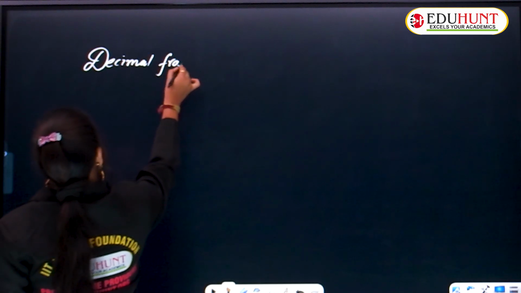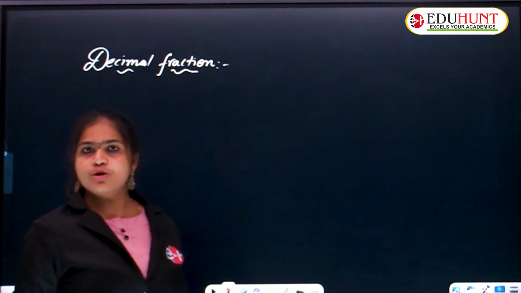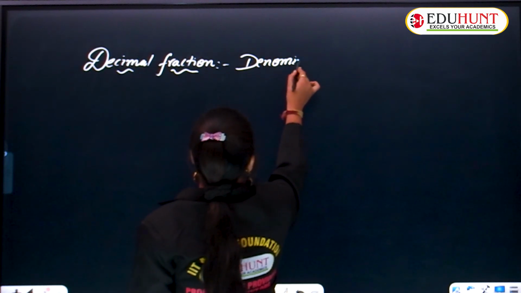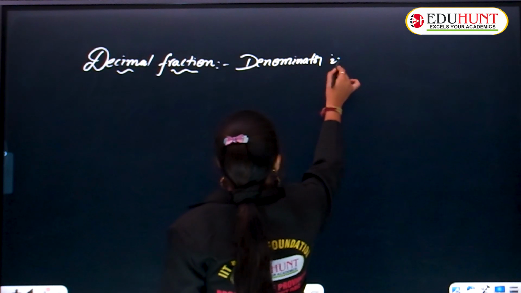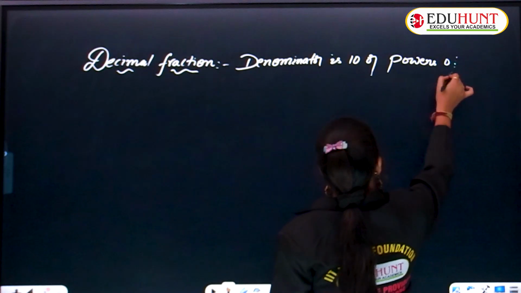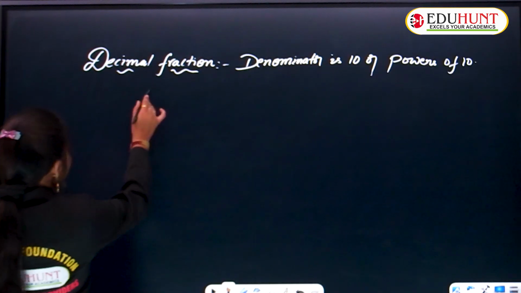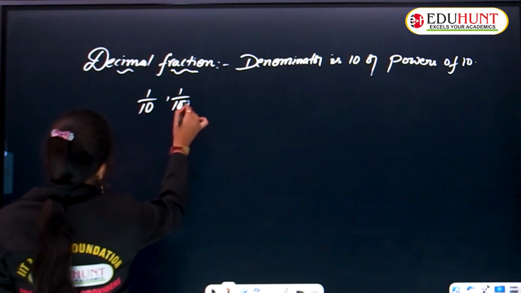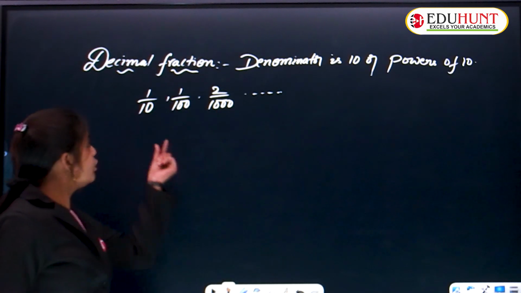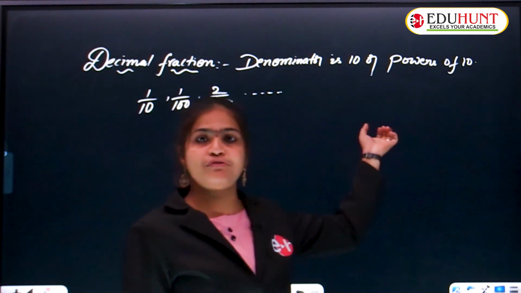Decimal fraction means the denominator is 10 or powers of 10. What is a decimal fraction? The denominator of the fraction is 10 or powers of 10. Then those fractions are called decimal fractions. For example, 1 by 10, 1 by 100, 2 by 1000 and so on. Here the denominators are 10 or powers of 10. Powers of 10 are nothing but 10 square, 10 cube, 10 power 4 and like that.